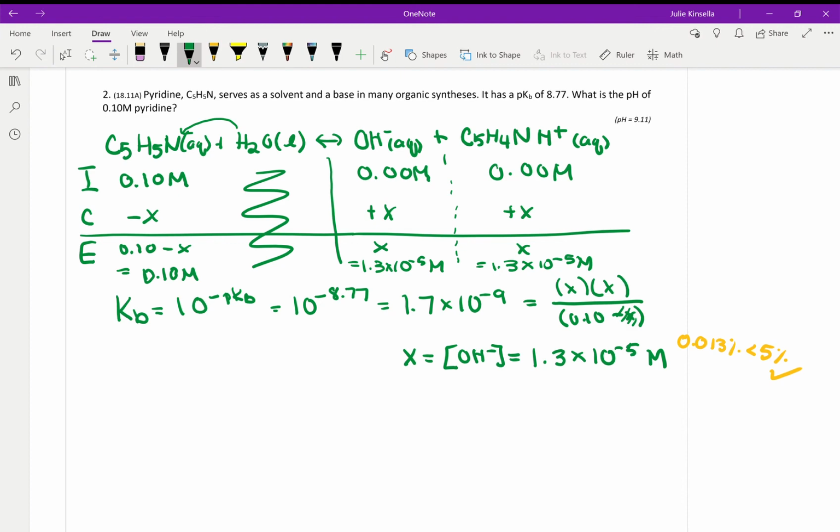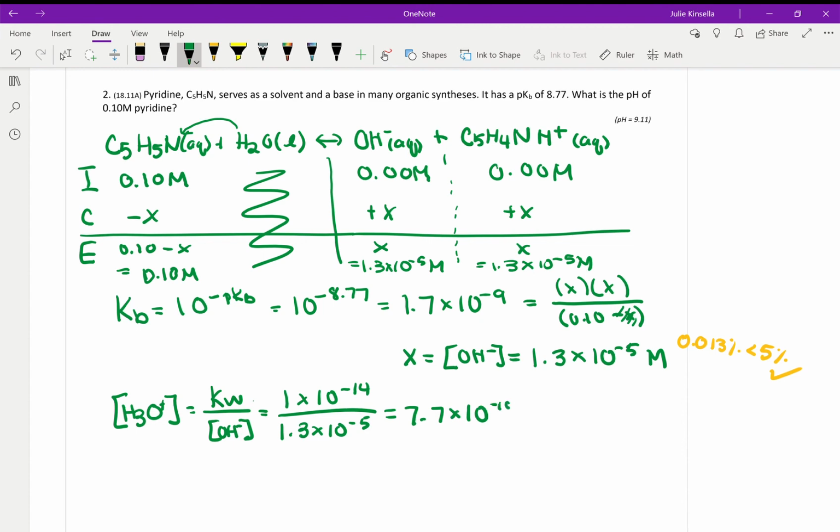validating our assumption there. And then remember, this is where we have to be really cautious, recognizing that that concentration was hydroxide. So I'm going to find the concentration of hydronium in order to get my pH, which is my Kw divided by my hydroxide amount. Kw is 1 times 10 to the negative 14th. Plugging in that concentration of hydroxide, 1.3 times 10 to the negative 5. Oops, sorry about that. And then when I get that, you have 7.7 times 10 to the negative 10, which is my concentration of hydronium.